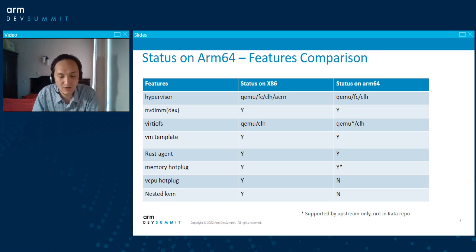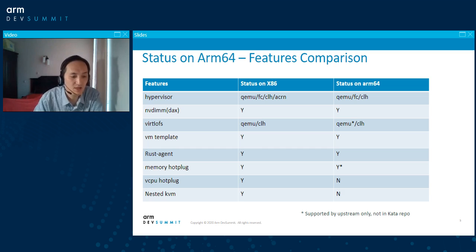And Kata will use virtio-fs and mount it as the Kata Containers rootfs. Currently, virtio-fs is supported on Arm. The asterisk for QEMU here means the upstream QEMU supports it, but we haven't introduced the feature into the Kata Containers project. The VM template is an interesting feature I will introduce later. It is to speed up the boot time.